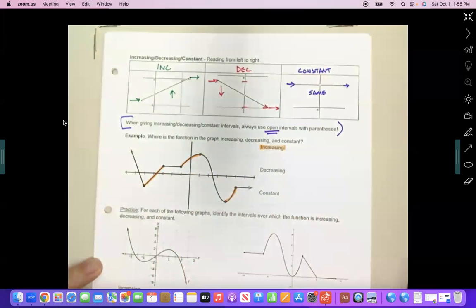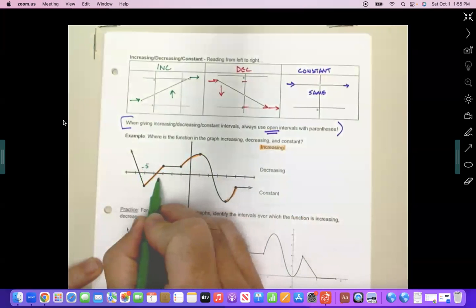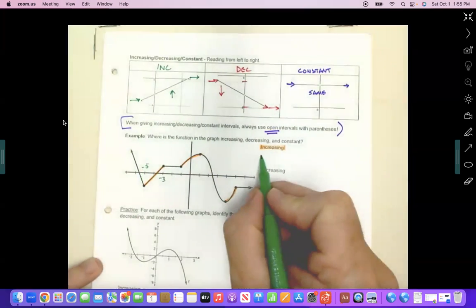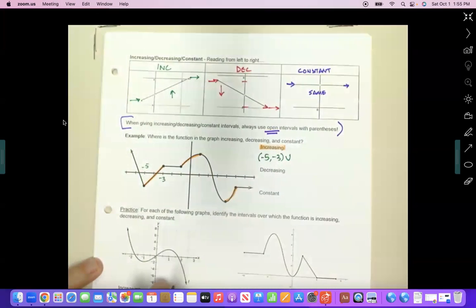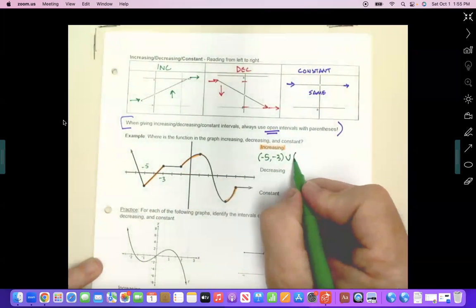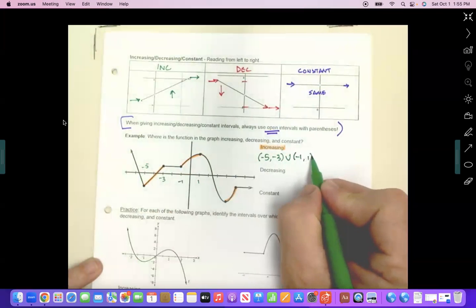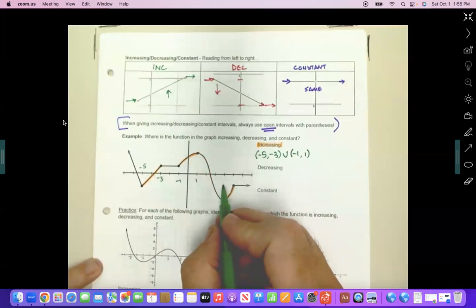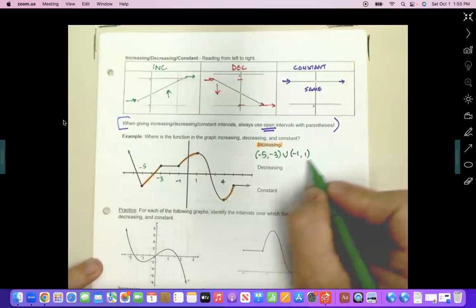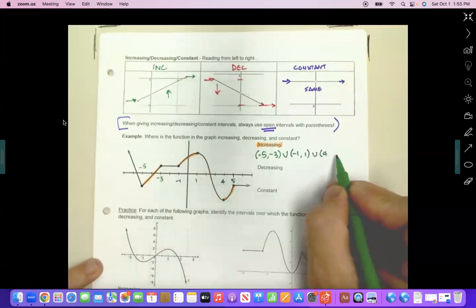So let's write this in interval notation to show when we are increasing. We're going to start here at -5 and end up at -3. So from -5 to -3, we're increasing. And then from -1 to 1, the function is increasing. We stop increasing until we get to a 4 value. And then we're increasing until we get to 5.